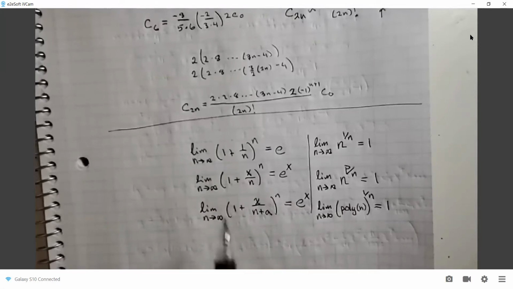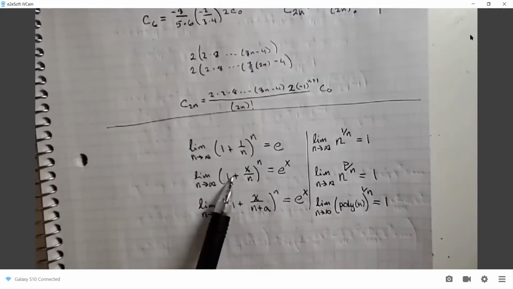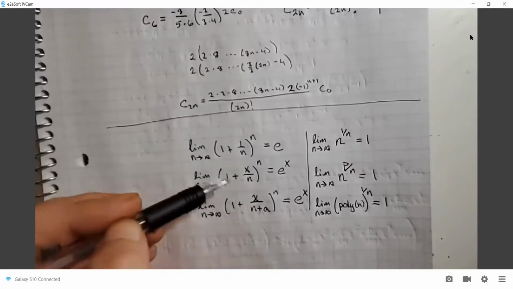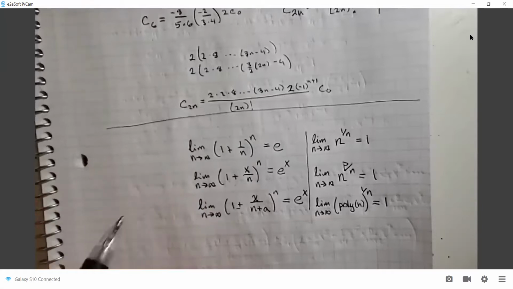Yeah, off the top of my head, I think these are probably the most immediately useful, because it does take a while to actually compute these, and these are sort of known definitions for e and e to the x and all of that stuff.